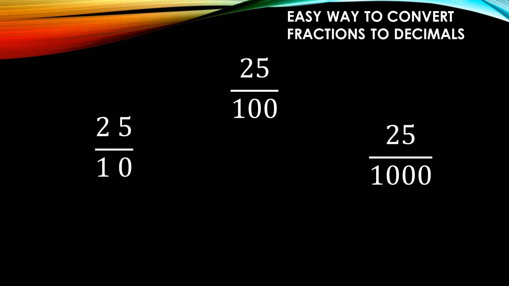Our next topic is an easy way to convert fractions to decimals. Let us take a number 25 upon 100. See the denominator. It is 100. How many zeros in 100? Yes, 2. So in the numerator, count 2 digits from the right and put the decimal. So the answer is 0.25.